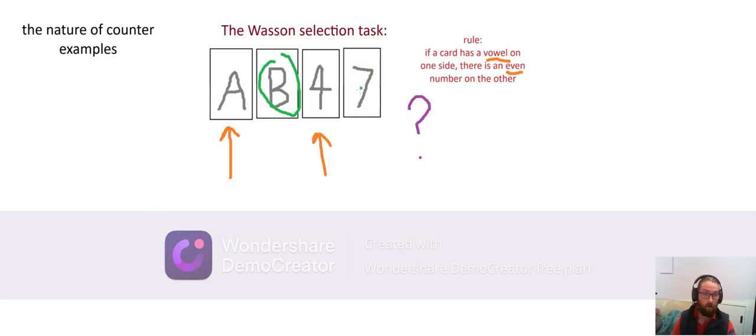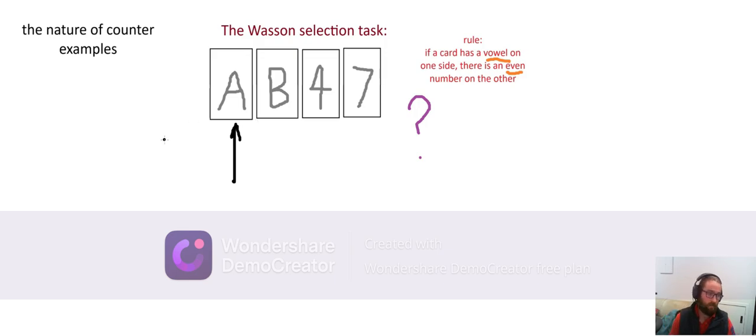Now this is wrong, and it's very wrong, and I'll explain why. So picking A is correct. The claim says that if a card has a vowel on one side, there is an even number on the other. So obviously, if A didn't have an even number on the other, like it was a 7 or something, that would violate the rule, right? So I have to flip over A to make sure the other number is even, because if it isn't, the rule is broken.